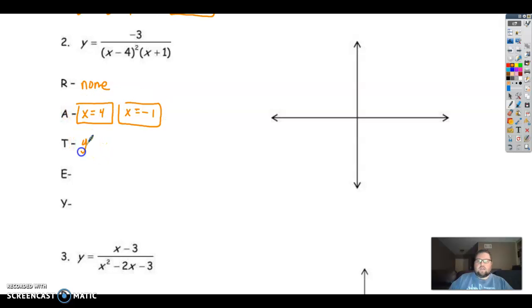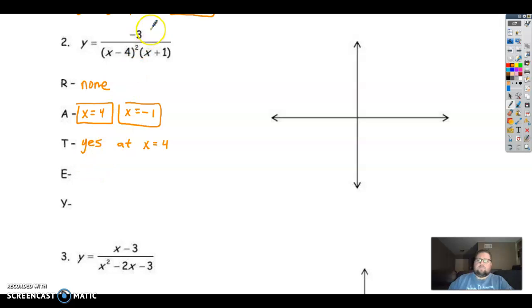Togetherness, we have a yes this time. Notice the x minus 4 has a squared on it. That's a perfect square, so we're going to say yes at x equals 4. Notice the x plus 1 does not have a squared on it. So we have one asymptote that does have togetherness and another asymptote that does not. We're going to make sure to label that when we graph it over here.